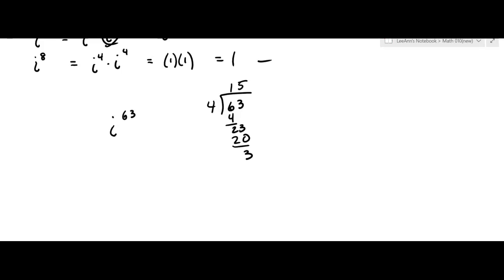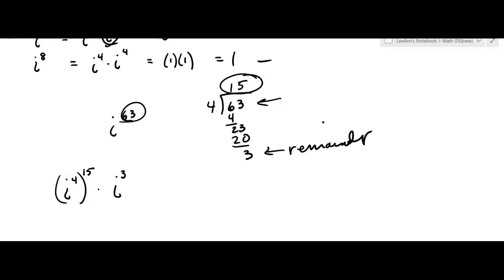Okay, so what I'm going to do is I'm going to say i to the 63rd power is i to the 4th, and then that's to the 15th, times i cubed. Okay, so that's kind of a lot to figure out here, but I'm dividing my 63, my exponent, by 4. It goes 15 times, and then the remainder here was 3. Now, why does this work? Well, my rules of exponents say 4 times 15 is 60, and then it's multiplication here, so I'm going to add that other exponent, 3, and that's how I get 63.